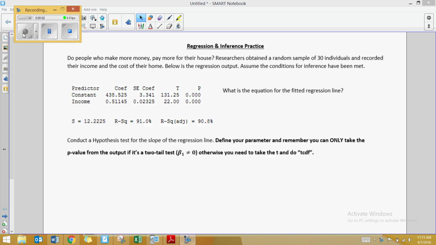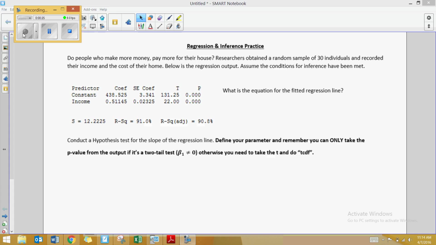Okay, so today we're going to be looking at two more examples of regression and inference, one hypothesis test, one confidence interval. So our first example, do people who make more money pay more for their house? Your intuition might be saying yes, but we've got to back that up with statistics. So researchers obtained a random sample of 30 individuals and recorded their income and the cost of their home.